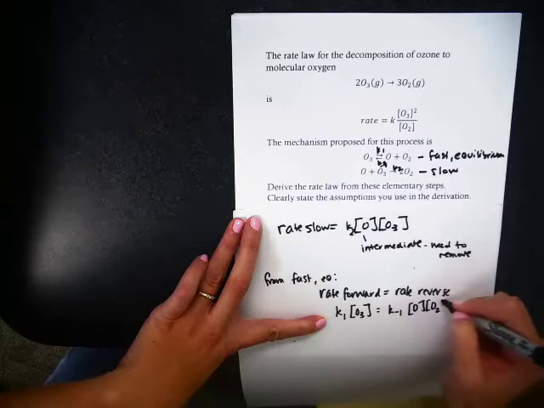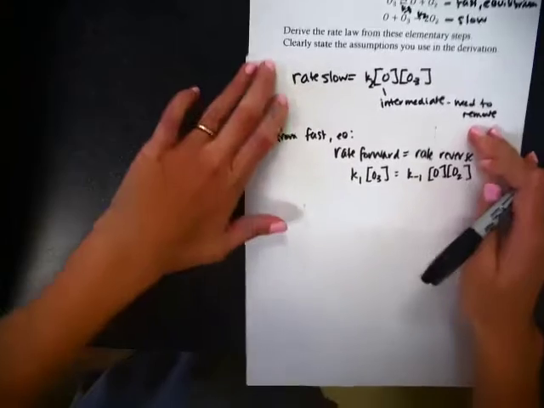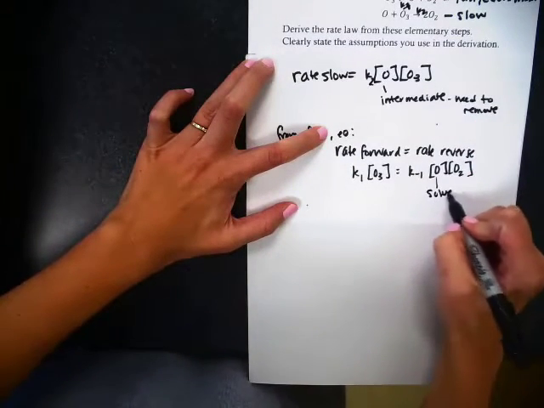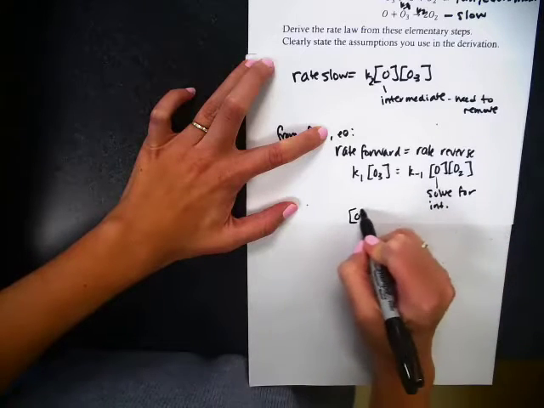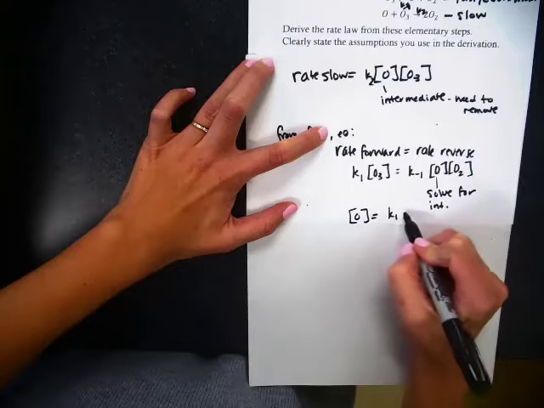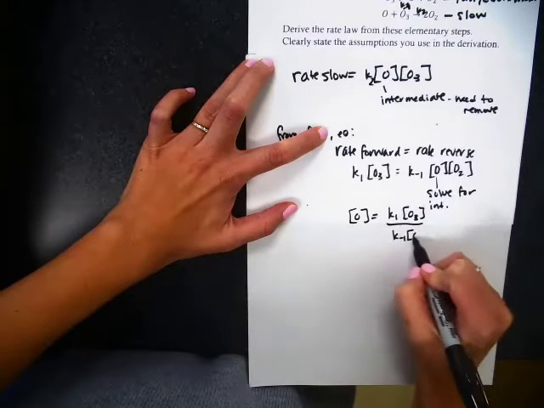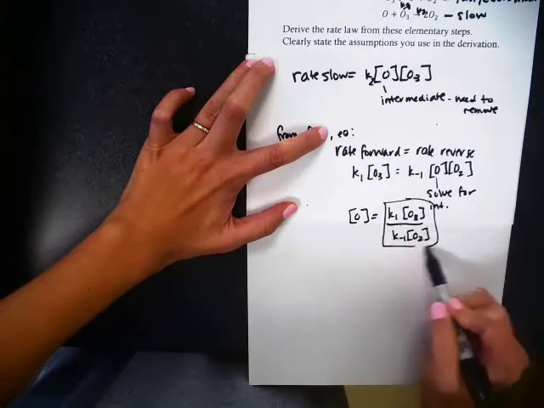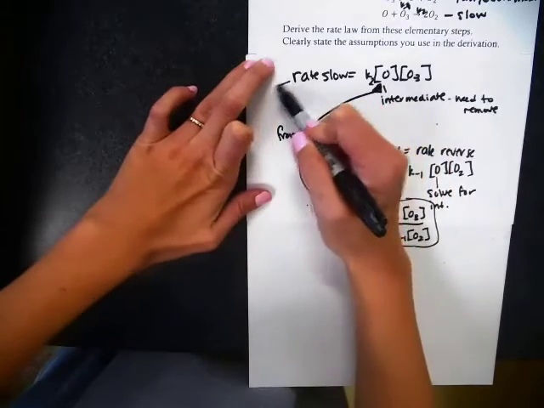It doesn't really matter what we call it. And then the reverse would be the products, so it would be O and O2, and that's all equal to each other. Now what I'm trying to do is get rid of O, so I'm going to solve this equation for O. Get O by itself, so I'll divide by k-1 and O2. All right, so that's what O is equal to, and I can go back to my original rate for my slow step and plug it in.